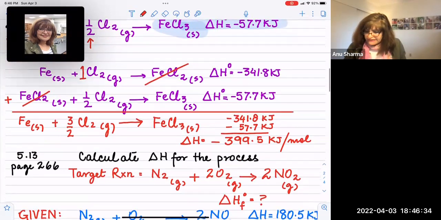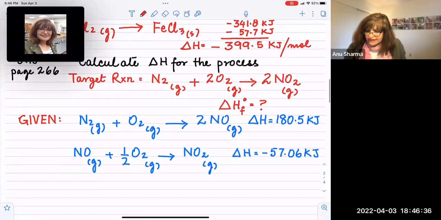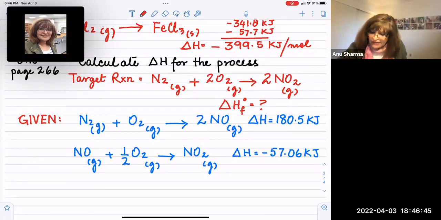Okay. Next is calculate the delta H for the process in which nitrogen is given, oxygen is given, and nitrogen dioxide is formed, and you need to find the value of delta H. So this is your target reaction. It's very important you write down the target reaction because it allows you to compare with the given.